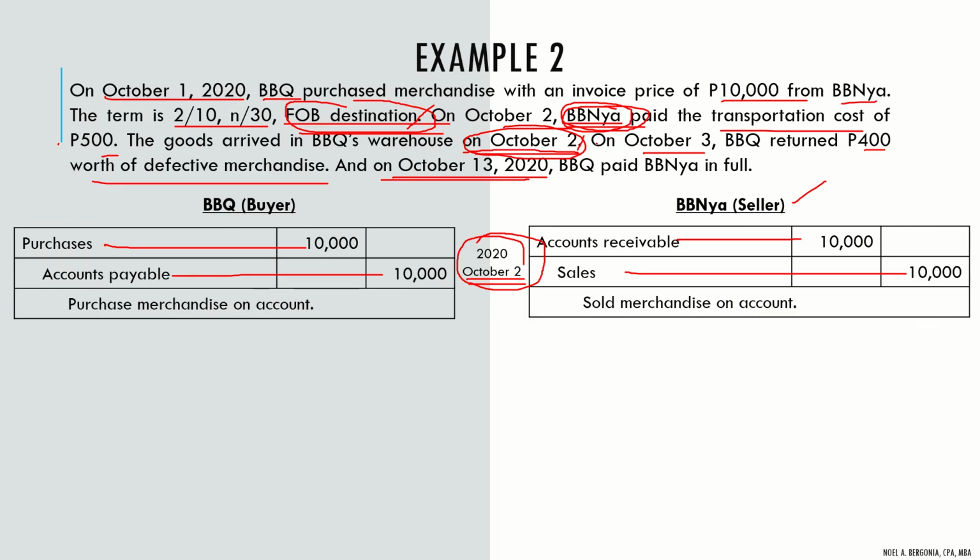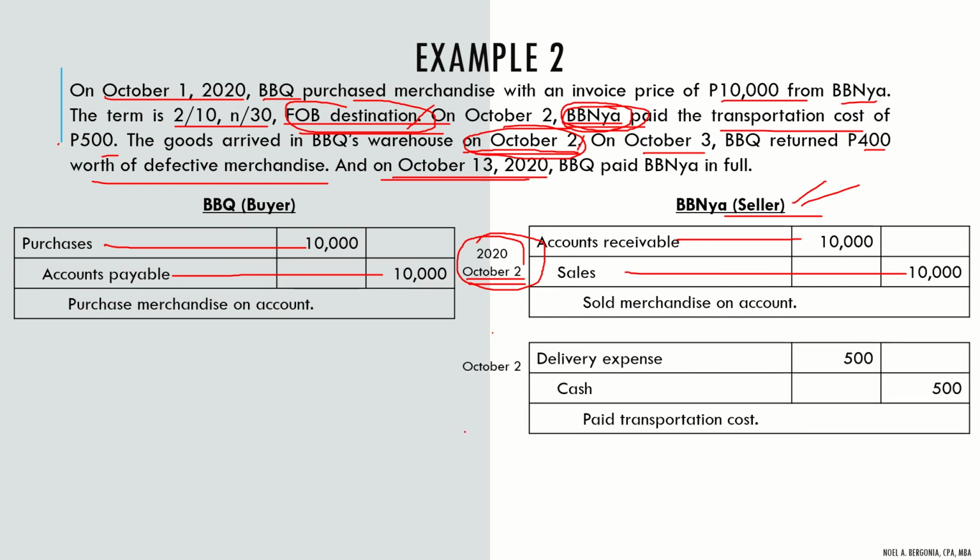Ano to? Freight, what? Freight prepaid. So, freight prepaid, FOB destination, sino yung magre-record? Si seller pa rin. Okay? Pero si seller, since seller yan, ano po yung recording natin ng transportation cost? So, on October 2, it will be a debit to delivery expense, 500, and credit cash, 500. So, again, hindi po yan i-considered as freight in ni buyer kasi ang dapat na magbayad ay si seller because it is FOB destination. Okay?